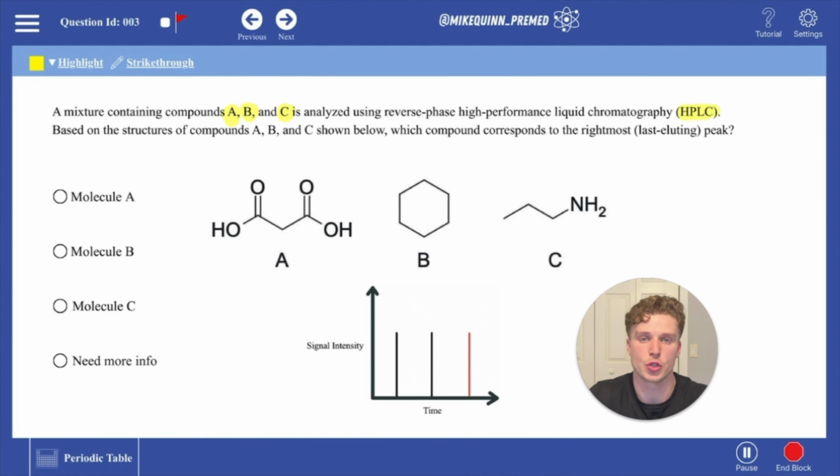Now, this is super high yield. You 100% need to know this. HPLC, super high yield, you need to know the difference between reverse phase and normal phase HPLC. So let's break it down.